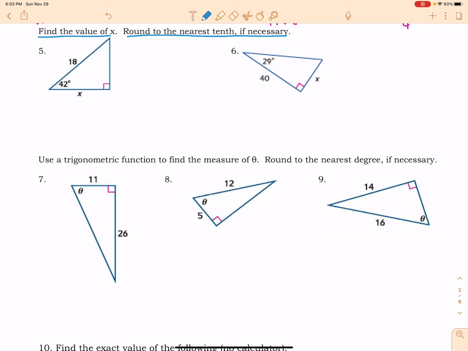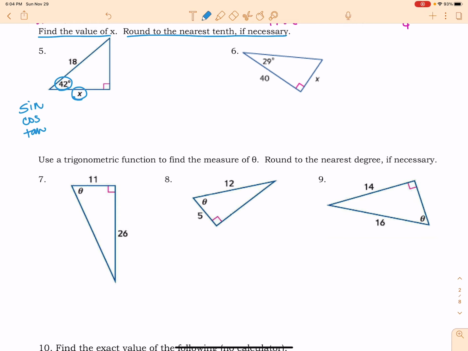For these, we're not finding all of the trig ratios. For this problem, we're finding the value of this leg of the right triangle. So we have to figure out which of our trig ratios is the best. Do we want to use sine, cosine, or tangent? The best way to do this is to look at the angle. What do you have in reference to that angle?